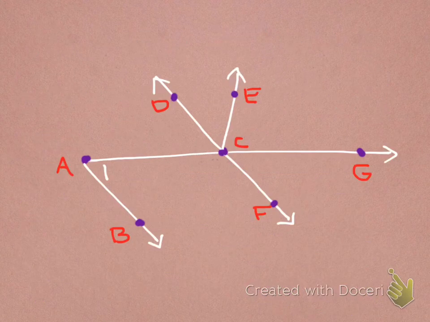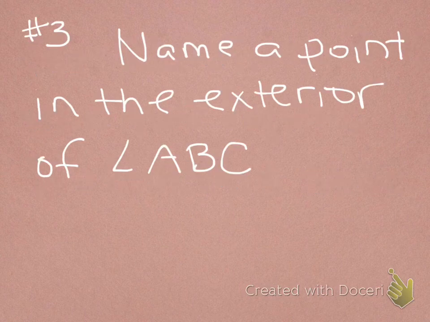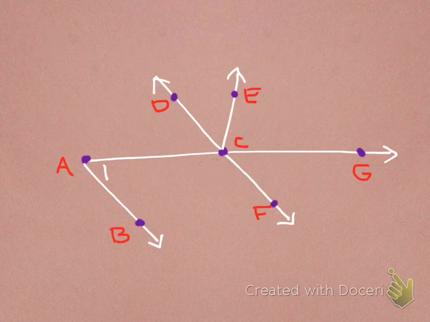Now for the last couple problems, we're going to use this diagram. And it says, the first part we need to do is name a point in the exterior of angle ABC. So if I go back, ABC is going to be here.